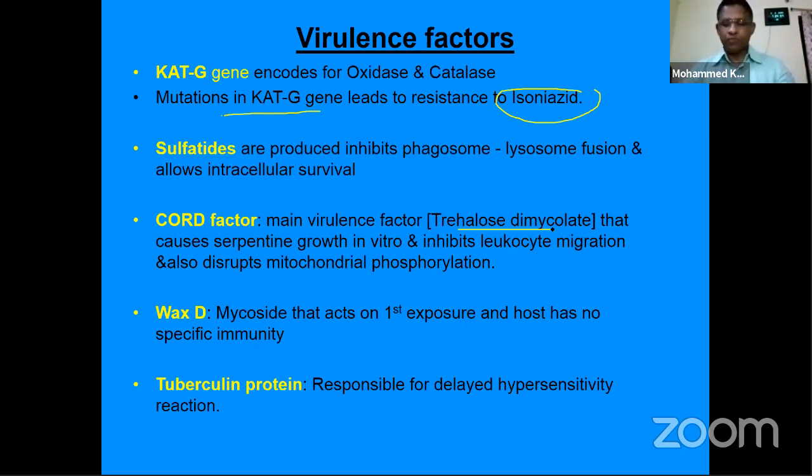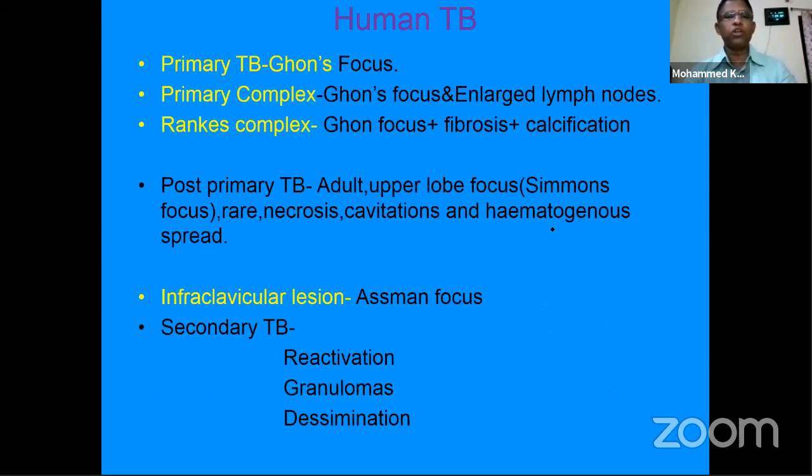Then you have the VapD. Then finally, a minor portion of the virulence factor is tubercle protein. Finally, what happens in pathogenesis? Finally, the Ghon focus is formed, which is known as the primary TB. In primary TB, you have the Ghon focus, exactly where the bronchi branches into two.